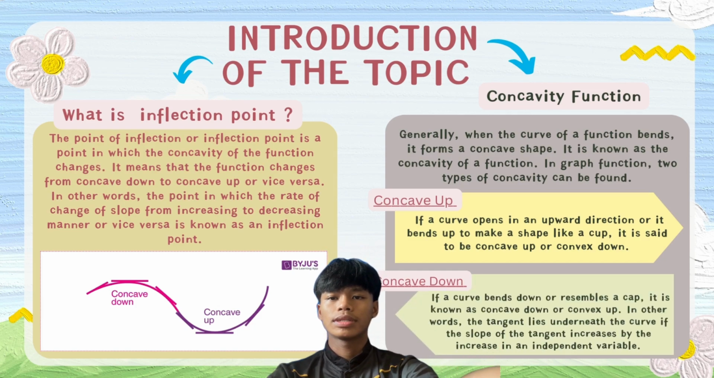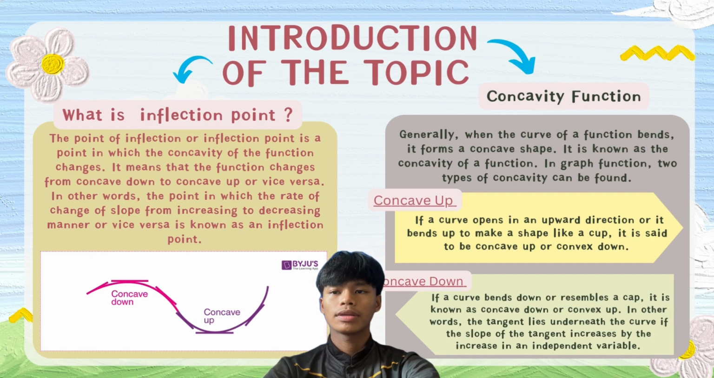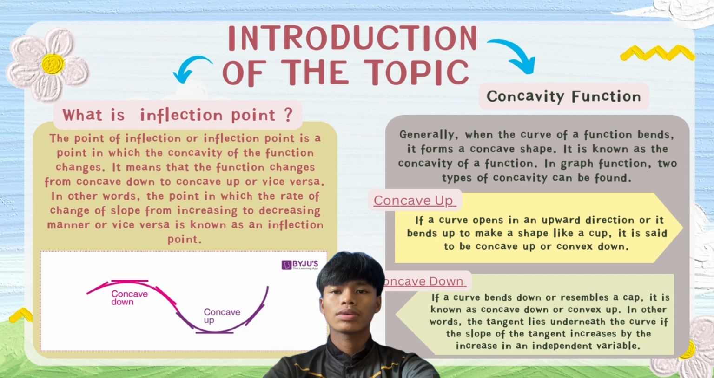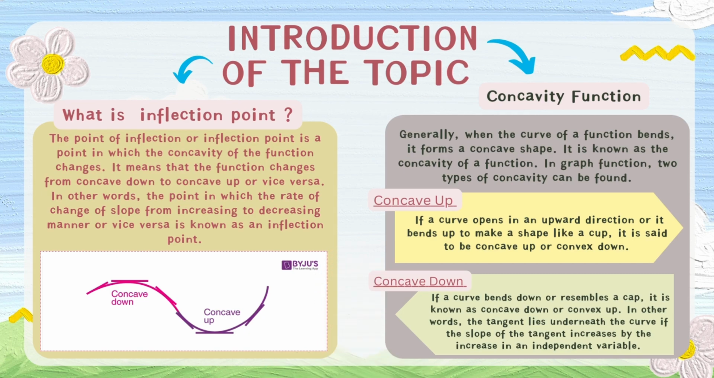For concavity of a function, generally, when the curve of a function bends, it forms a concave shape. It is known as the concavity of a function. In a graph of a function, two types of concavity can be found. First, concave up. If a curve opens in an upward direction or it bends up to make a shape like a cup, it is said to be concave up. Next, concave down. If a curve bends down or resembles a cap, it is known as concave down. In other words, the tangent lines underneath the curve, if the slope of the tangent increases by the increase in an independent variable.